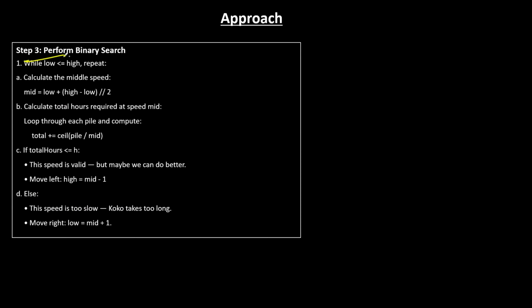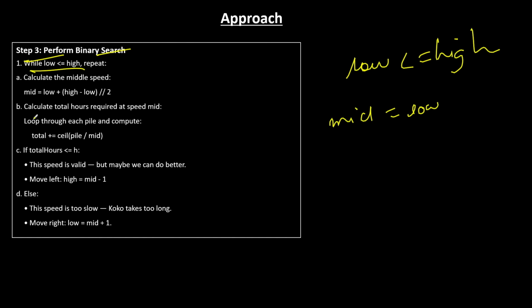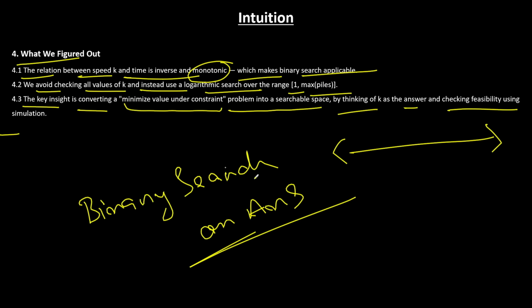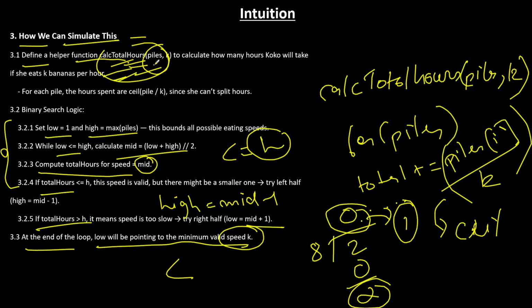Now step 3, we perform the binary search. While low is less than or equal to high, a simple binary search template, we calculate the mid value: low plus high minus low, divided by 2. We calculate the total hours required at speed mid, okay? As you remember, we created a function to calculate hours. We created a function, right? Calculate total hours.